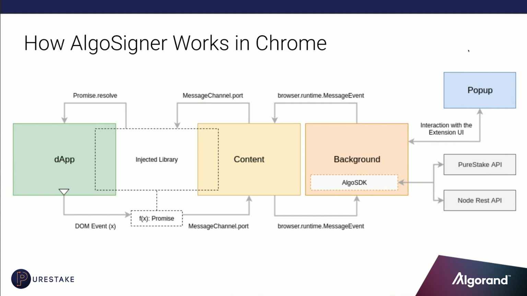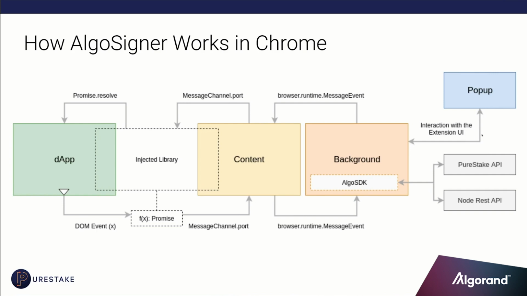Essentially, AlgoSigner works by the user installing AlgoSigner as an extension to Chrome. When they visit any given web page, AlgoSigner injects a very small JavaScript library into the web page. So where the DApp is sitting over on the far left is the web page, be it a local or a remote application. Basically, you have three parts: the background, which is represented on the right with the background block, the content, and then the DApp. That's basically the web page.